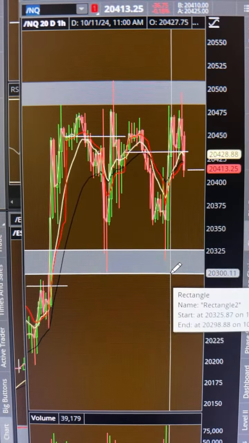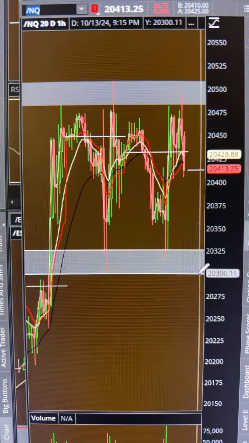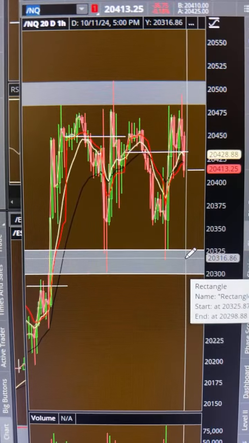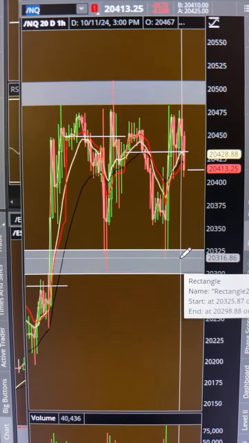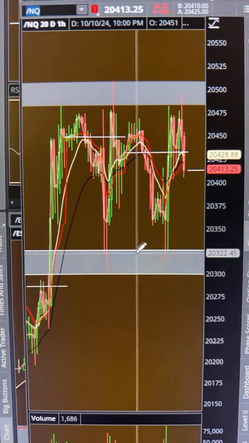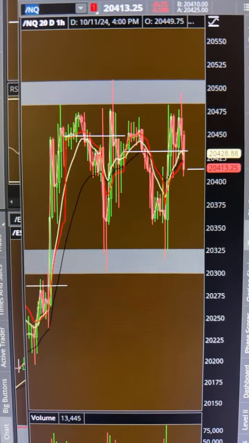325, 300. That's a whole bounce area. It's about a 25-point bounce area, so let's wait on it to come out. NQ is huge. It's hard to get a small zone for a trade. That's probably as close as I can get it.